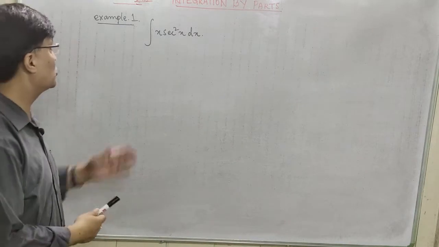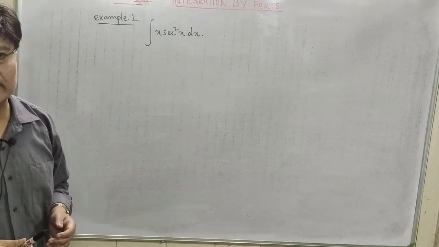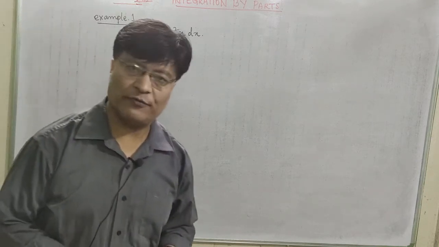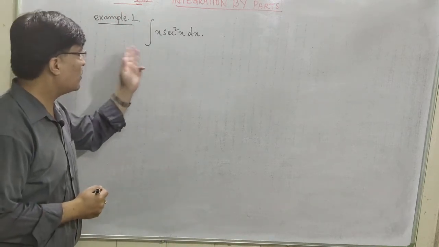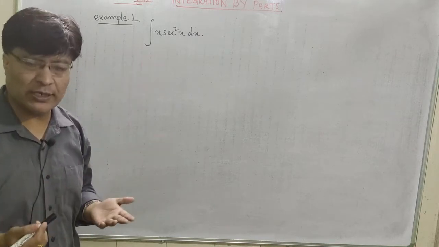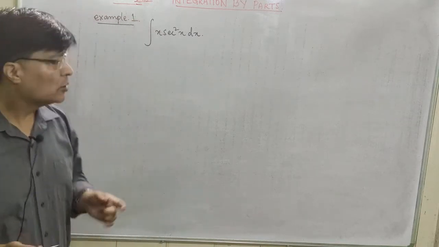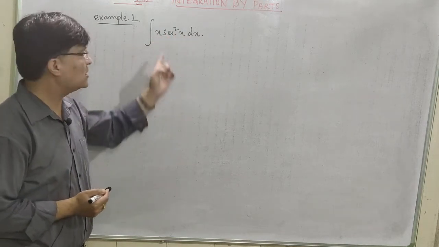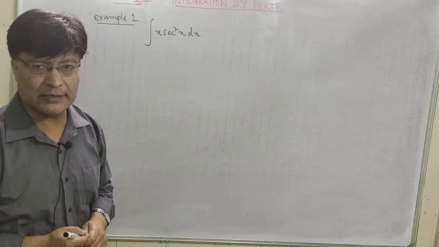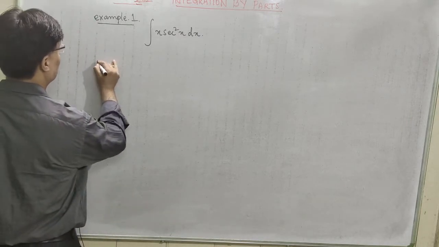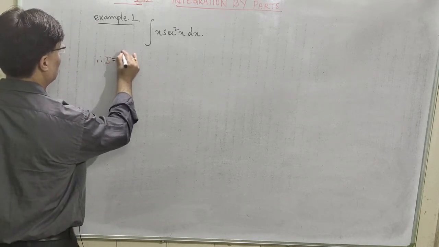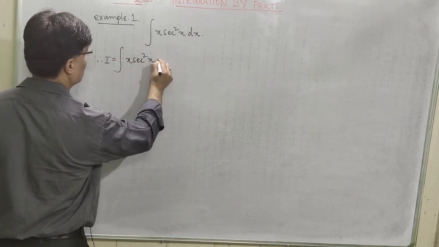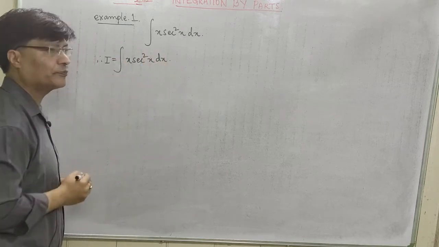So now let us do some examples regarding integration by parts. So this problem is the application of integration by parts. So how can you integrate this function using integration by parts? Here this is integration of the product of two different functions, that is x sec square x dx. Okay, so let us write here I is equal to integration of x sec square x dx.